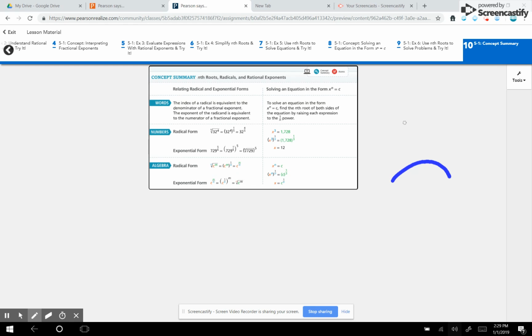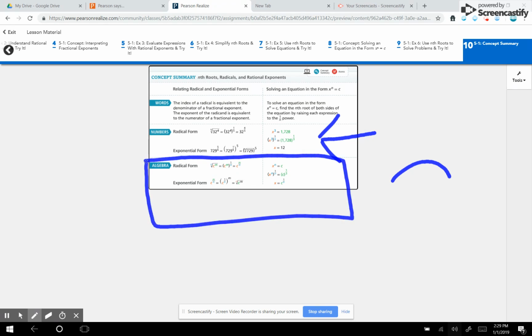You guys can see it with number examples in this box and with letters in this bottom part right here. But in the end, you should be able to interpret this now.